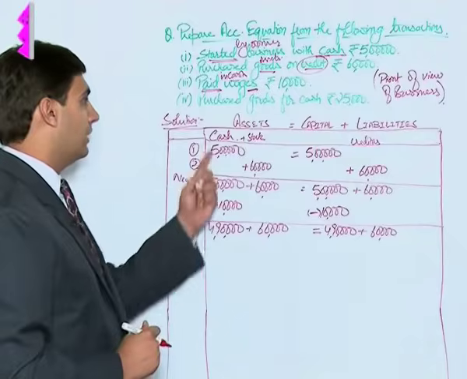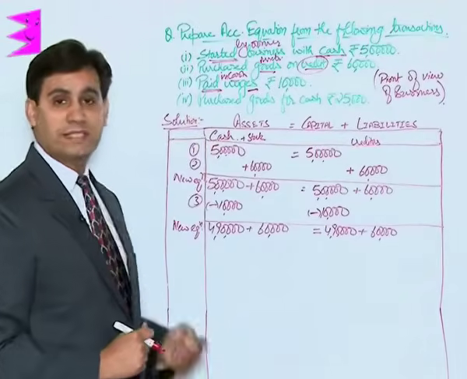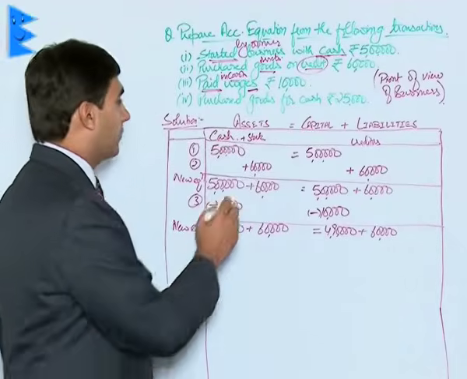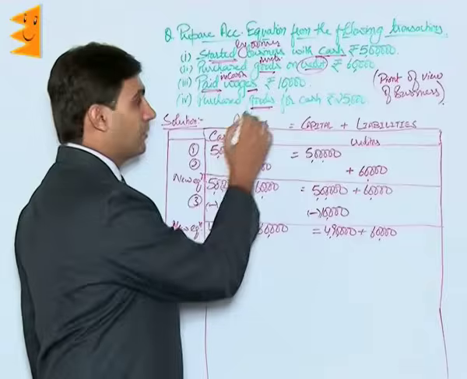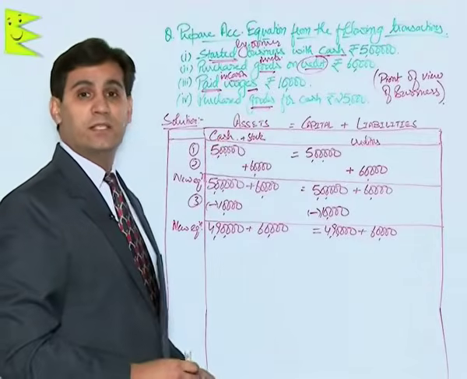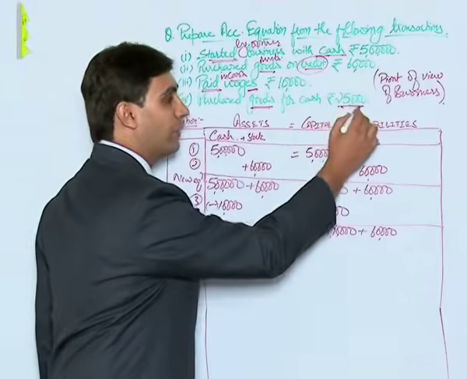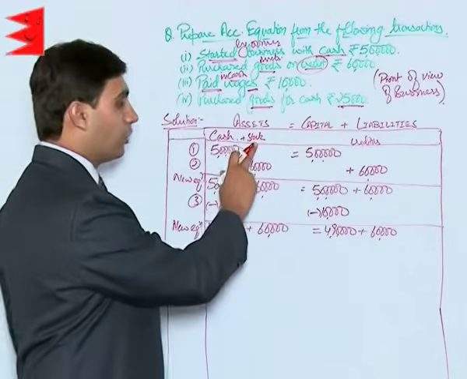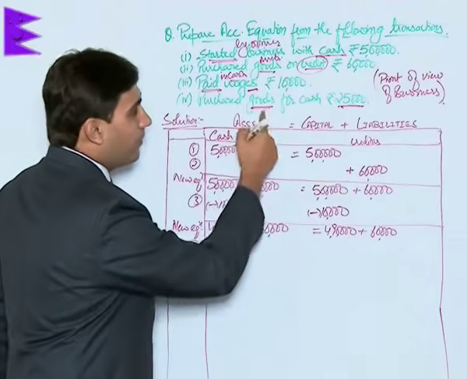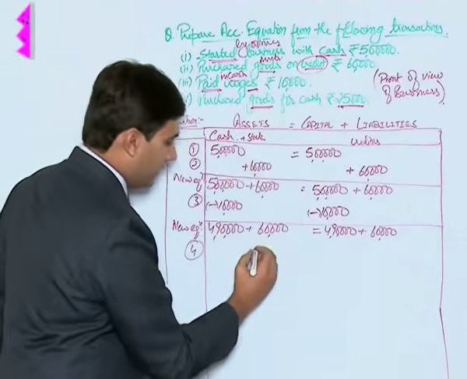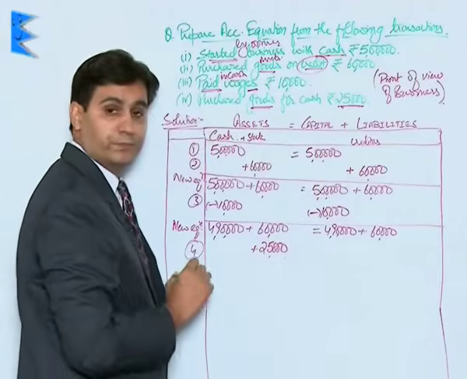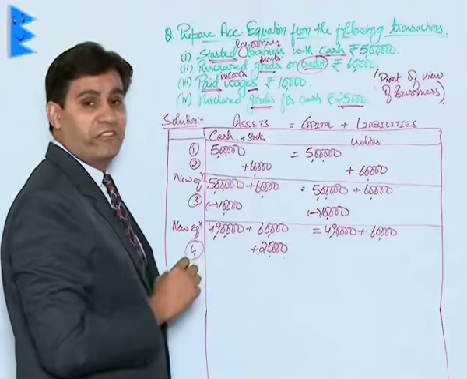Now students, coming to the last transaction in this example, purchased goods for cash. Now we have purchased goods. Since we have purchased goods, so there must be an increase in the stock. By what amount? 25,000. We already have a column of stock. So the effect of this transaction would be that the stock will increase by 25,000. What will be the second effect?